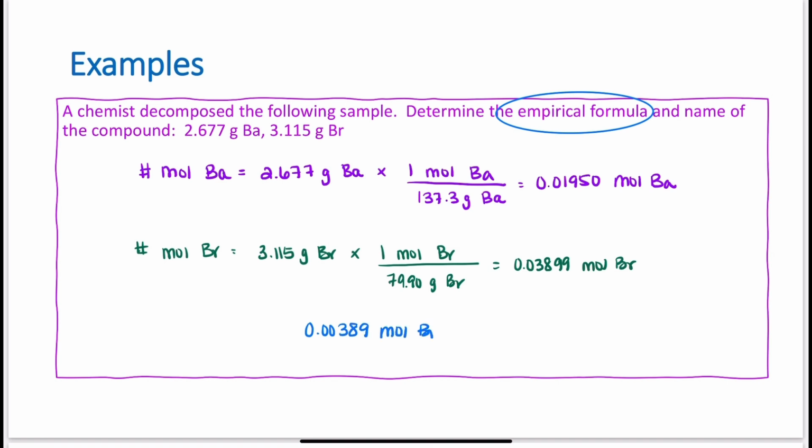0.03899 moles of bromine for every 0.01950 moles of barium. And I get an answer of 2 here. I have 2 bromine for every 1 barium. So my formula, BaBr2. Notice on the previous example and this example, I'm listing the metal first, then the non-metal.